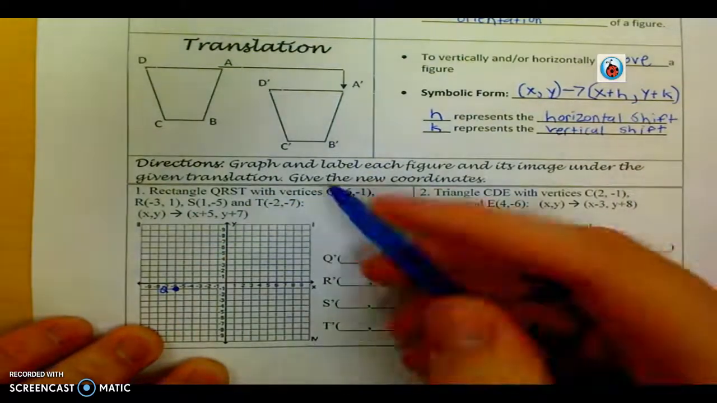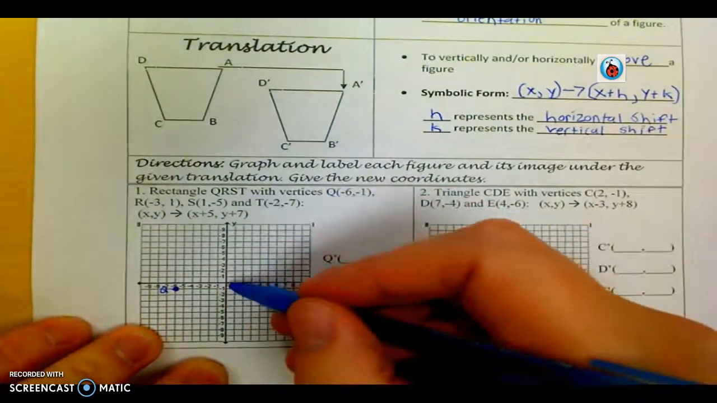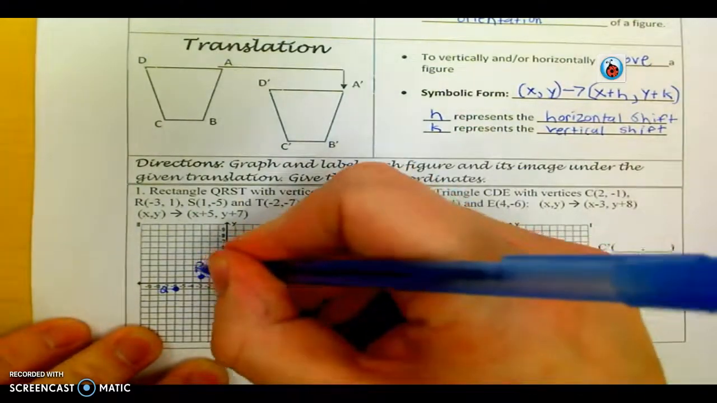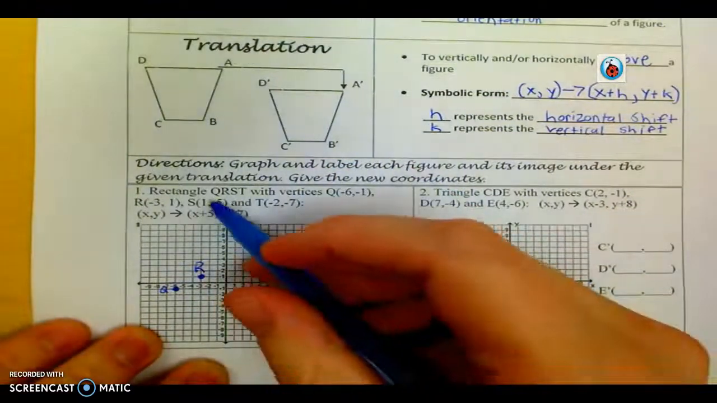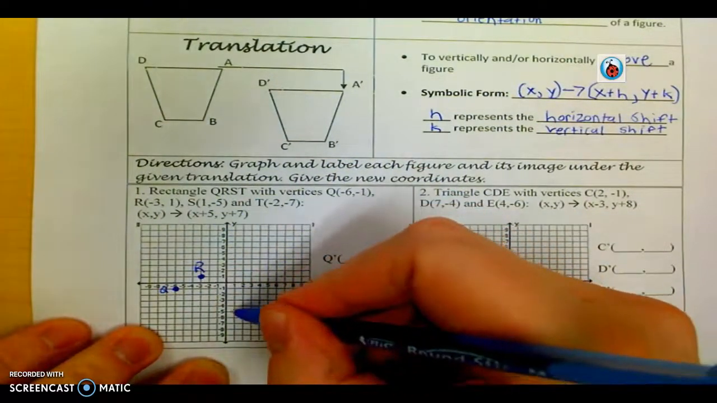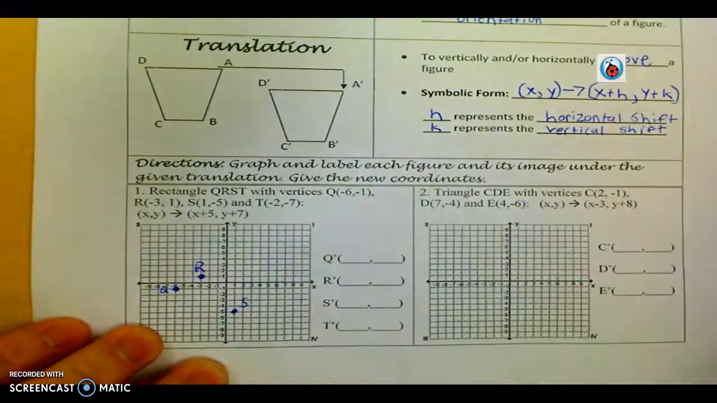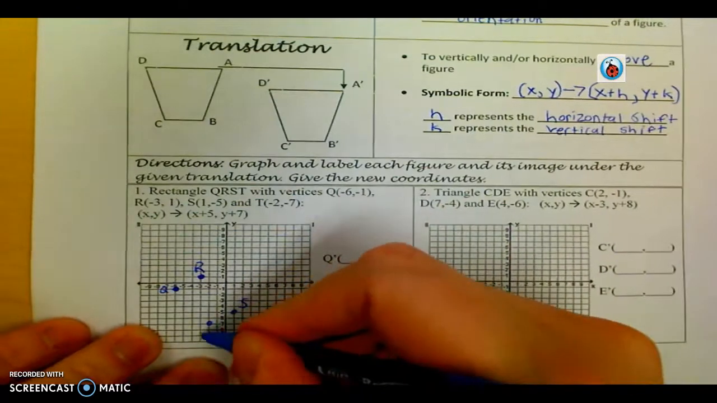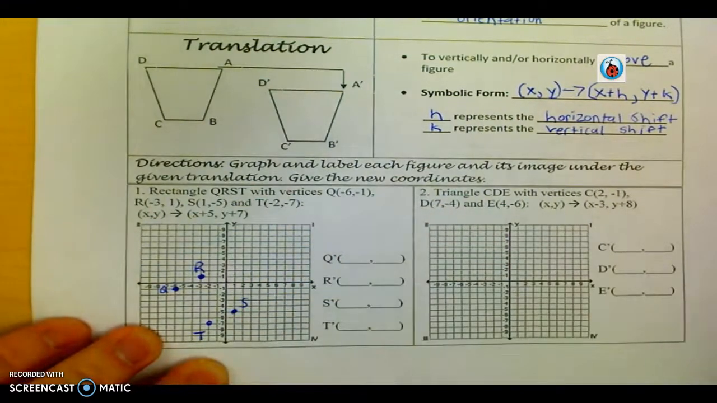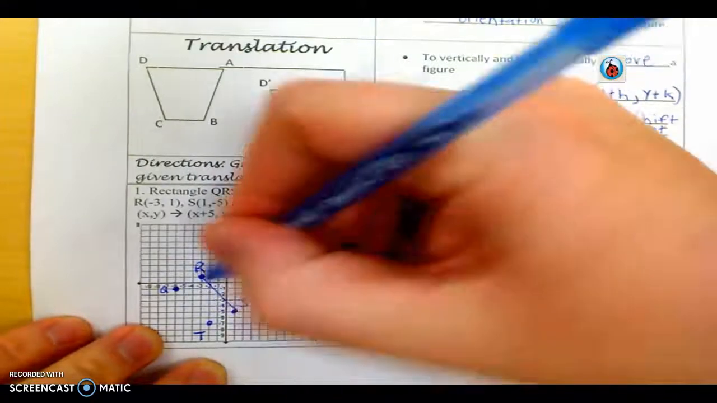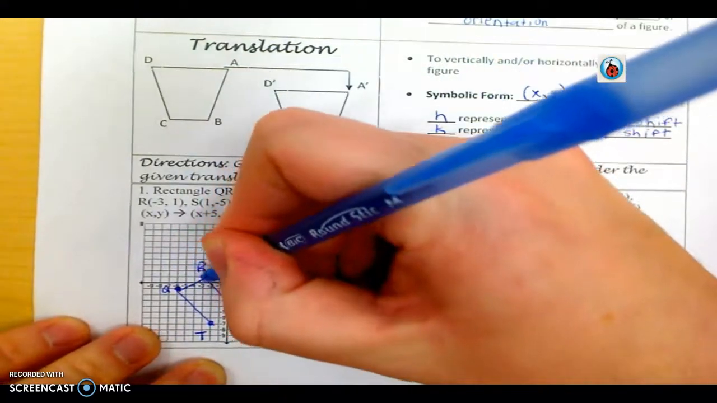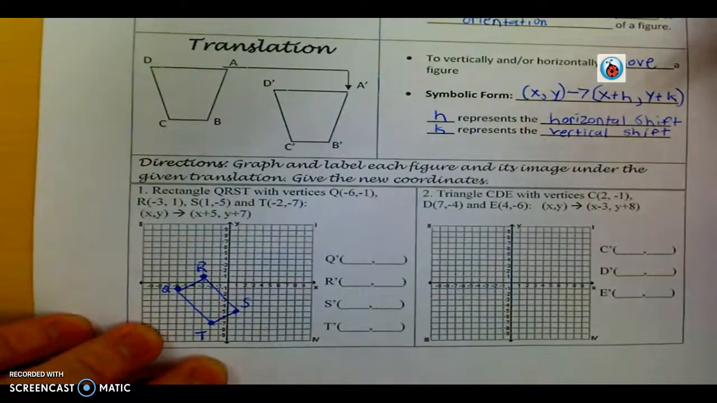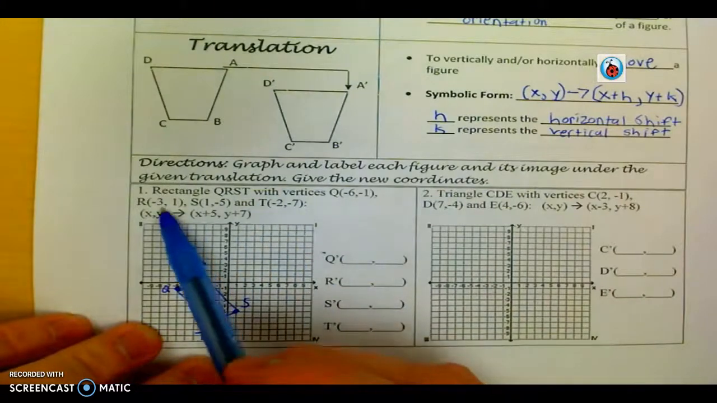Next point is (-3, 1). So I'm going to go left 3, up 1. Label that R. S is at (1, -5). So go right 1, down 5. Label that S. Then T is at (-2, -7). Label it T. Once you have your pre-image drawn, you can go ahead and connect the dots. Let's make our rectangle. So that's our pre-image.